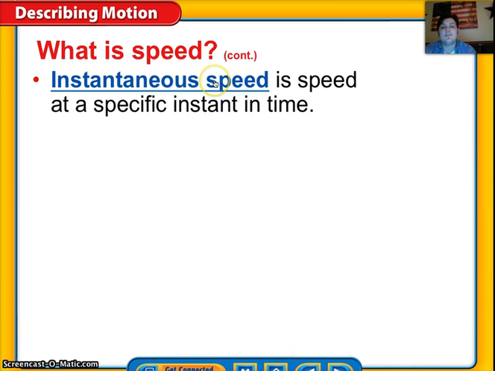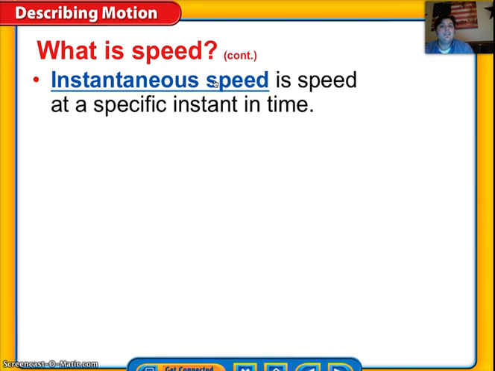Instantaneous speed. Again, pause when you need to. Instantaneous speed is an object's speed at a specific instant in time. How can you figure out your instantaneous speed? Well, if you're looking at your odometer in a car, that's what tells you how fast you're going right now.